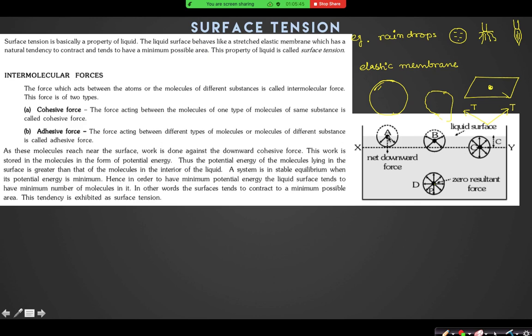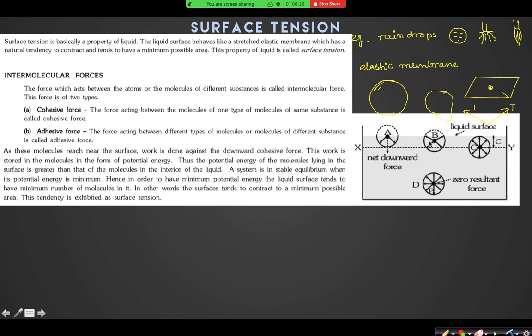But what about this particle A? This particle A is on the surface, so it cannot get a complete sphere. This sphere is called the sphere of influence. This particle A cannot get a complete sphere of influence. Rather, only the lower part of the fluid is attracting this particle in the downward direction. So the net cohesive force here is in the downward direction. Have you got it?